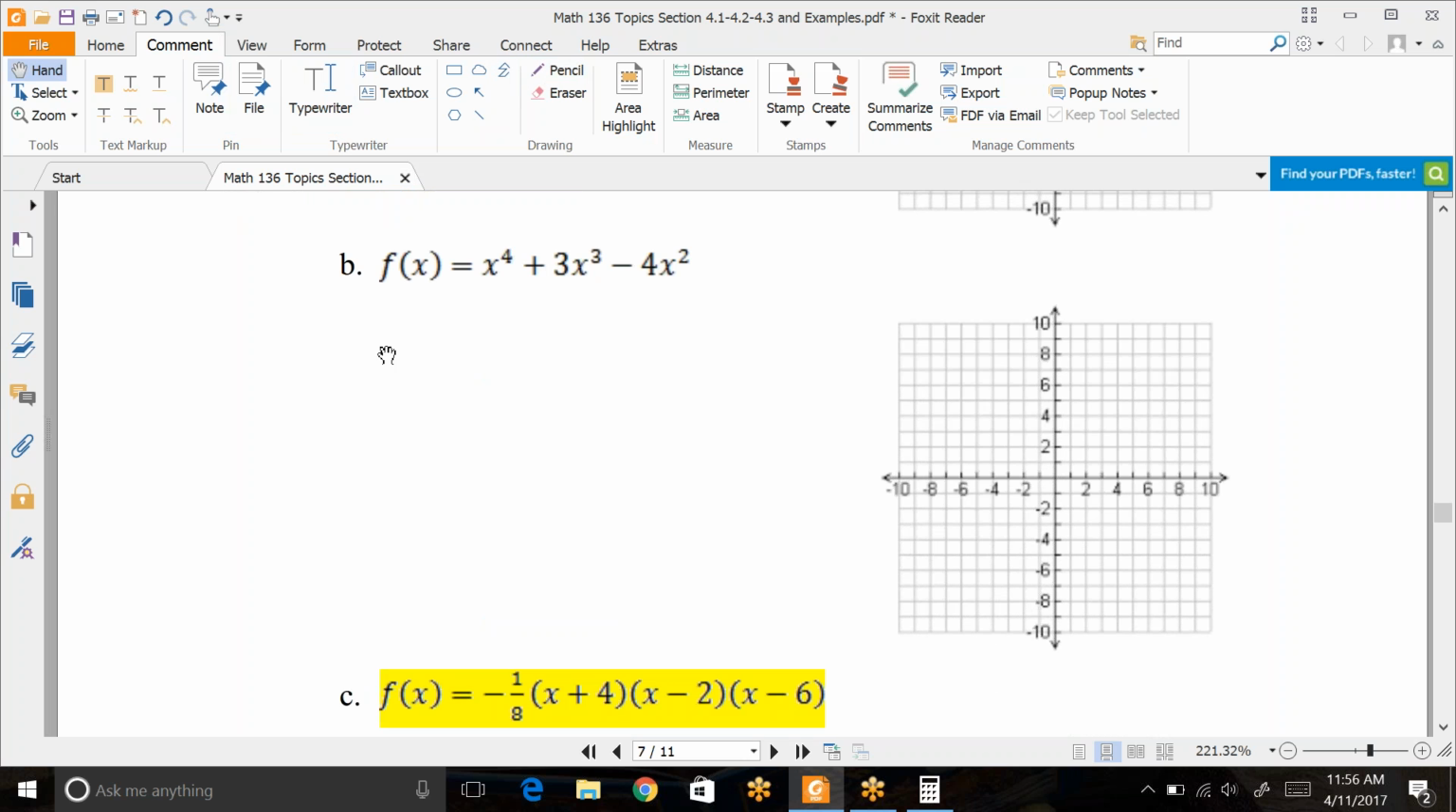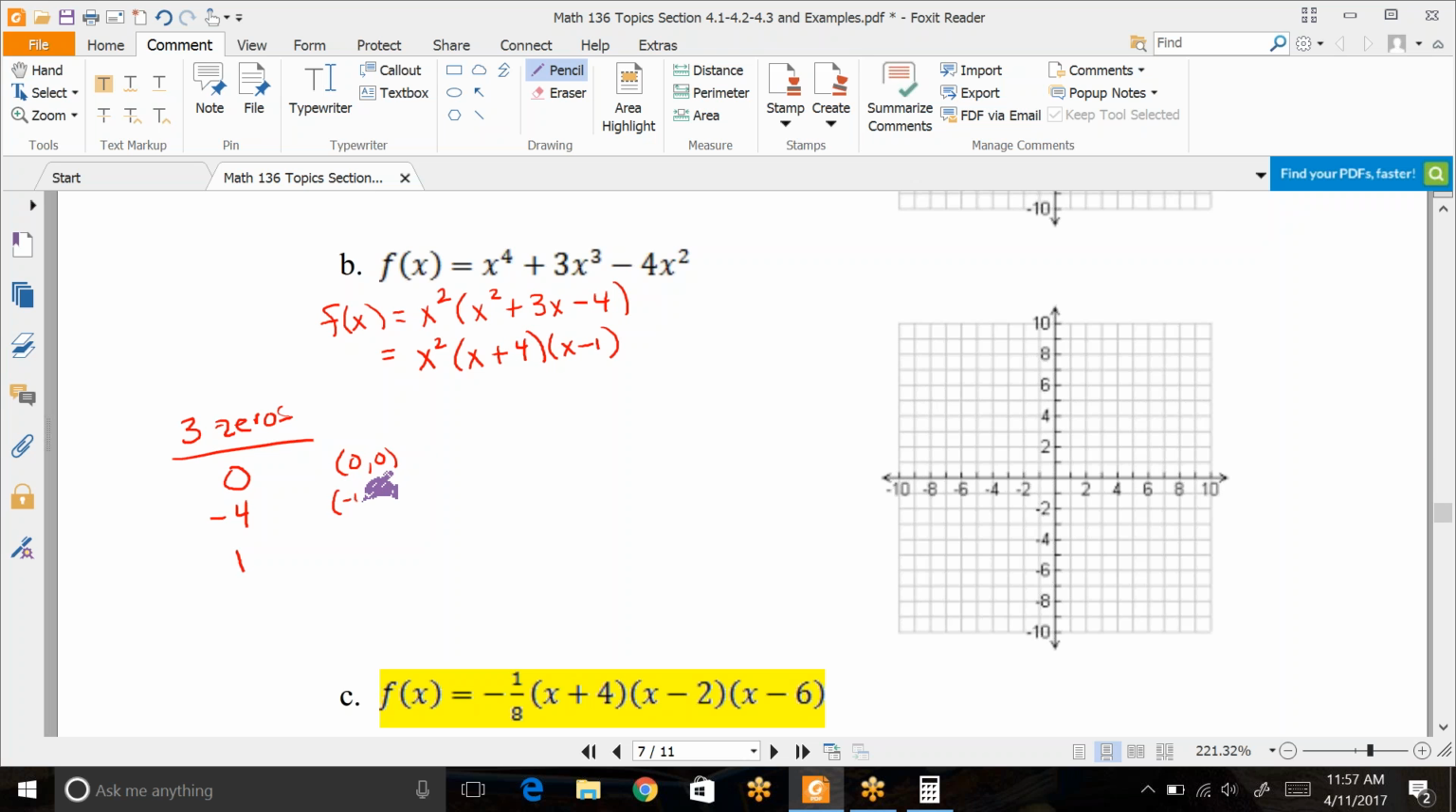We can pull out an x squared as a GCF because we're going to try to factor this first to find our zeros. That would leave me with x squared plus 3x minus 4. And then that factors again into x plus 4 and x minus 1. So I get 3 zeros here. X squared would be 0 if it was 0. X plus 4 would be 0 if it was a negative 4. And x minus 1 would be 0 if we had a positive 1. So that means we have 3 intercepts that are on the x-axis, (0, 0), (negative 4, 0), and (1, 0).